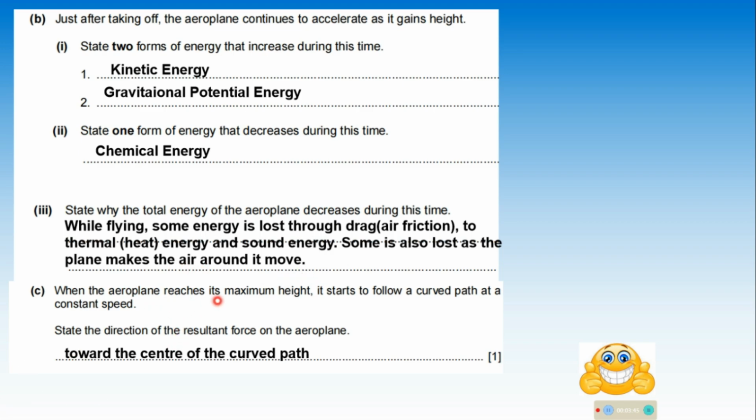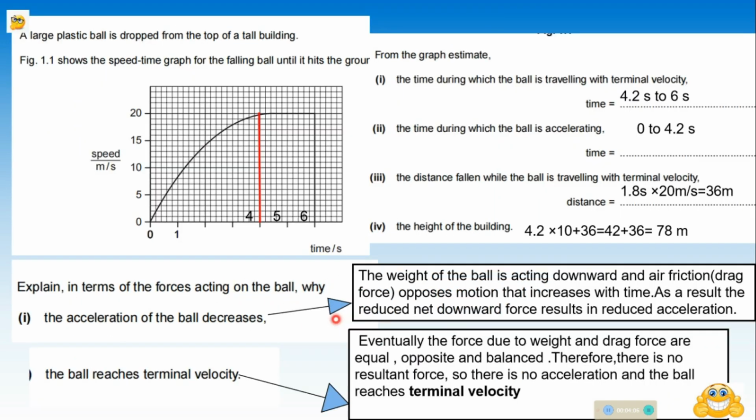When the aeroplane reaches its maximum height, it starts to follow a curved path at a constant speed. State the direction of the resultant force on the aeroplane: toward the center of the curved path. This force is the centripetal force of circular motion. This is an example of circular motion.